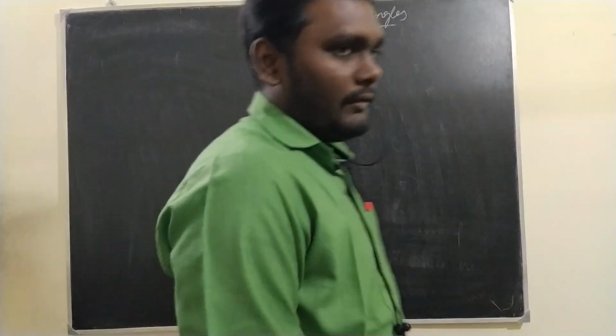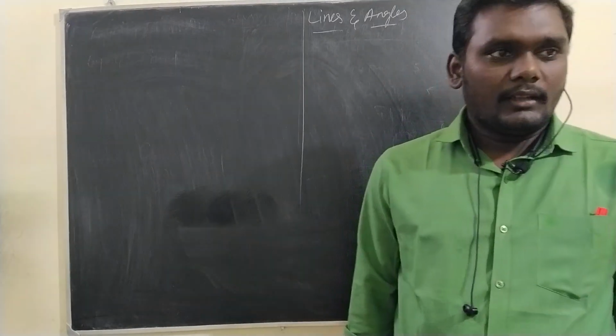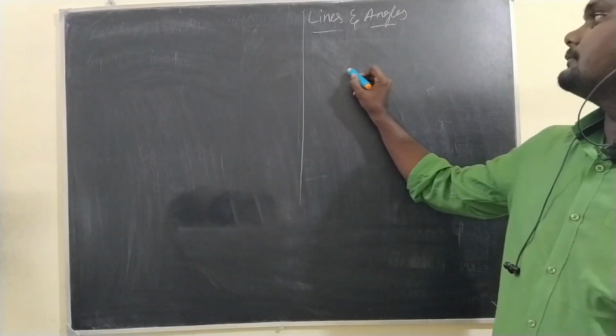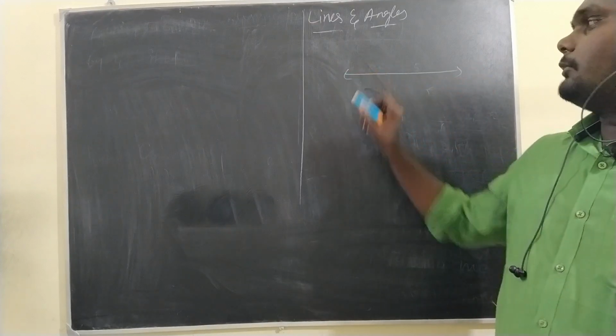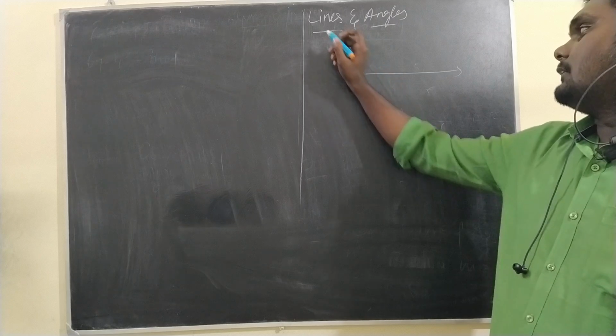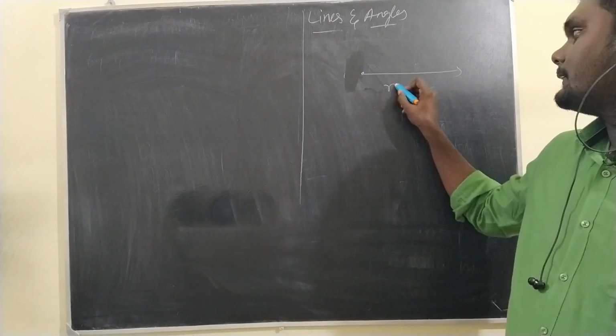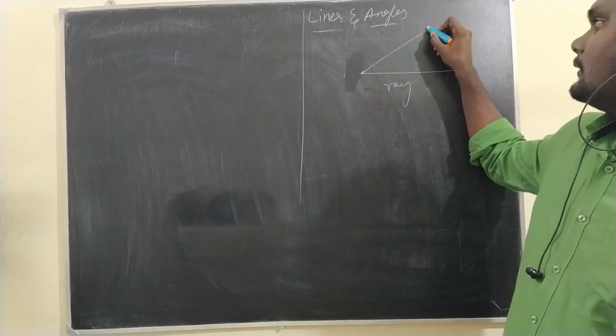Lines and angles. First we have to learn what a line is. Line means what? Endlessly going on both directions. If we cut that from one direction and make it a point, from one point in only one direction it goes, we'll call this a ray.